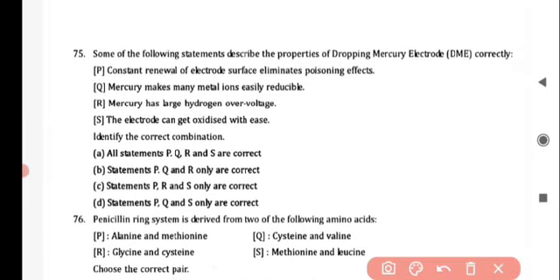Next question is, some of the following statements describe the properties of dropping mercury electrode, DME, correctly. P is constant renewal of electrode surface eliminates poisoning effects. Q is mercury makes many metal ions easily reducible. R is mercury has large hydrogen overvoltage, and S is electrode can get oxidized with ease. Now identify the correct combination. And the correct answer is option A. All statements P, Q, R and S are correct.